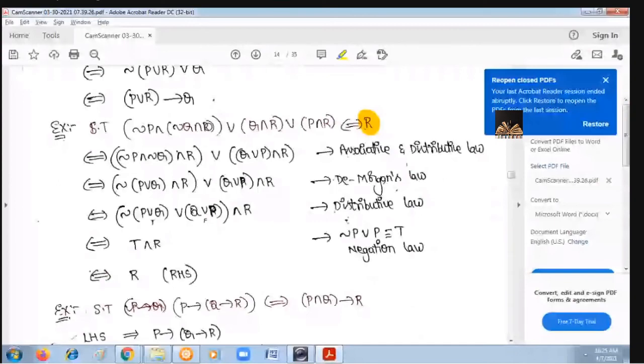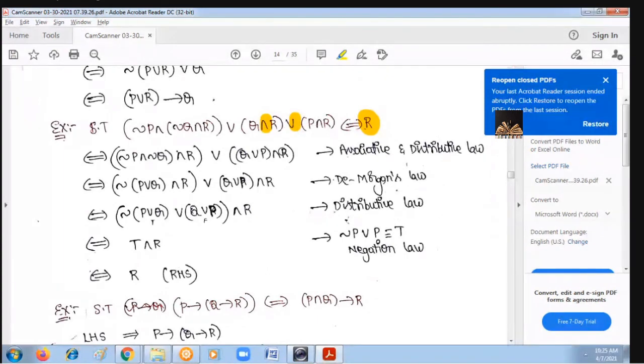Then I can write this using the associative law. I can write this as negation P and negation Q and R, or here also you have R as same. In these two terms, you have the last term, that is R, as same. Therefore, you can use the distributive law. Why distributive law? Because the symbol within the braces and the symbol outside the braces is different. Then it becomes Q or P and R and R.